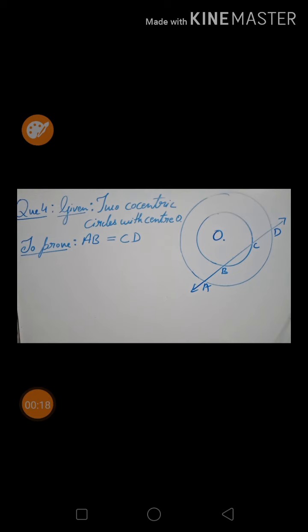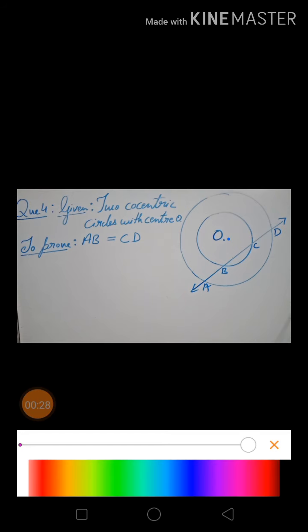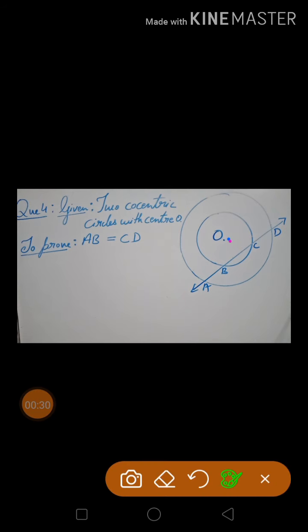So the figure is here and you can see there are two circles having the same center O. They both are having the same center O. And there one line is passing from here which is intersecting both circles at points A, B, C and D, and we need to prove that AB is equal to CD.